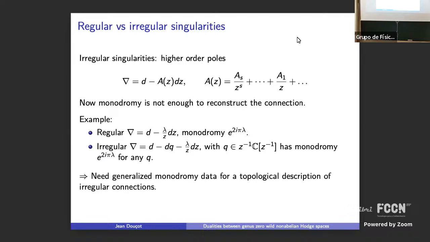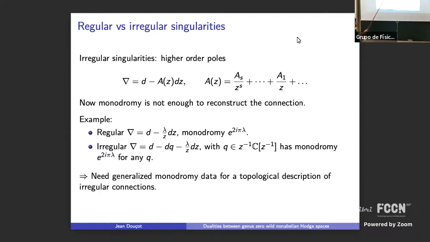And in this case, it turns out that the monodromy representation of the connection is still defined as before, but it is not enough to reconstruct the connection, to keep all the information about the connection. And an example that I can show to convey this idea is the following.